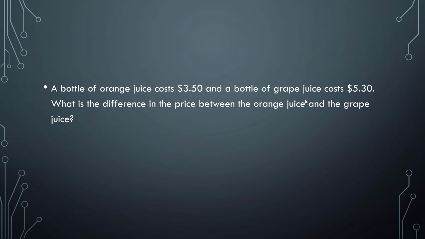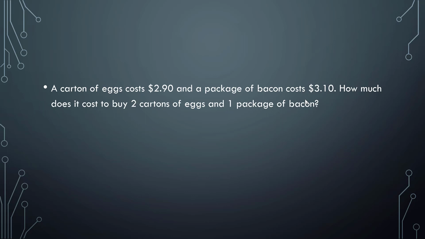Here's another one. A bottle of orange juice costs $3.50 and a bottle of grape juice costs $5.30. What is the difference in the price? This is not necessarily comparison. It's just, we want to know the difference in the two juices. A carton of eggs costs $2.90 and a packet of bacon costs $3.10. How much does it cost to buy 2 cartons of eggs and 1 package of bacon? Figure that out.